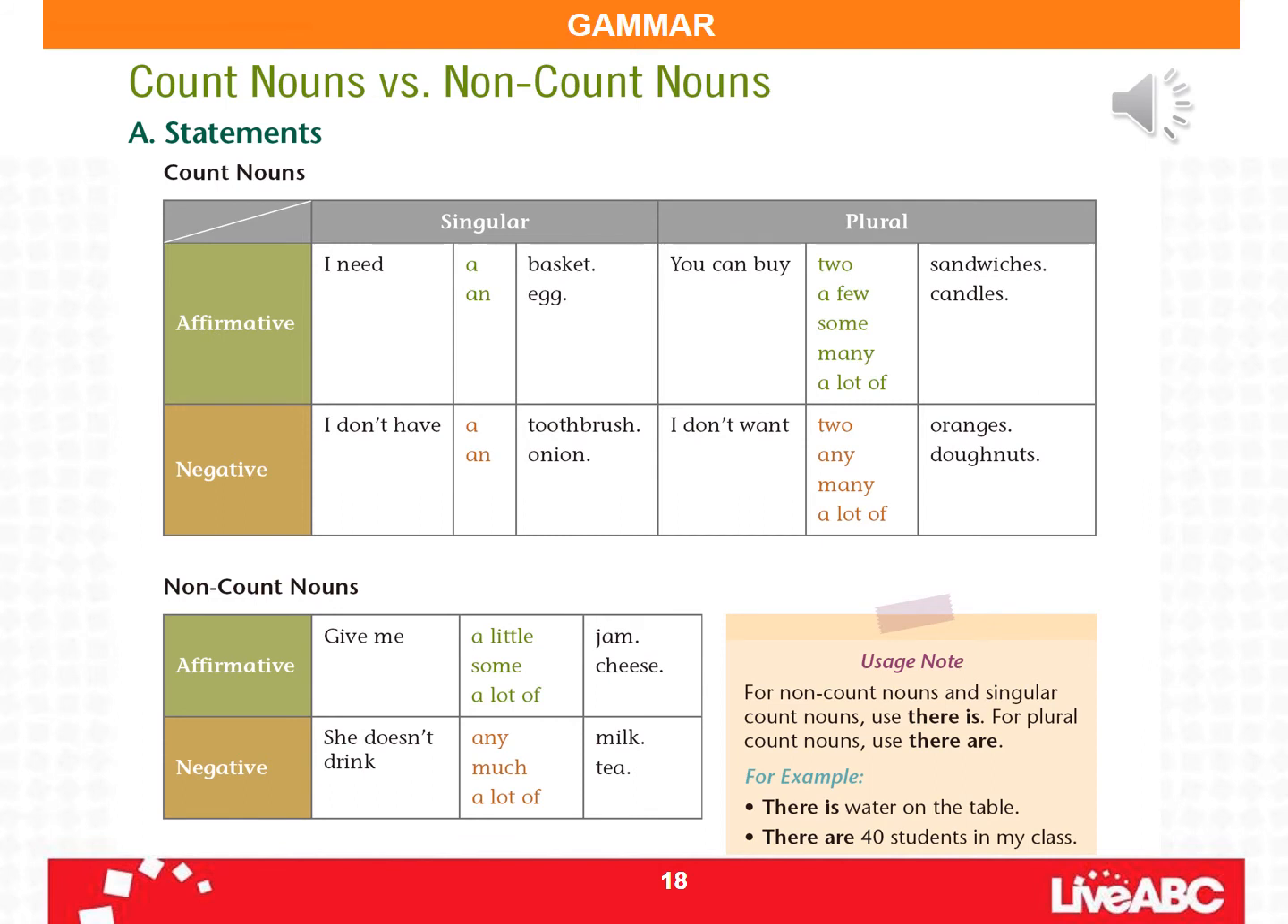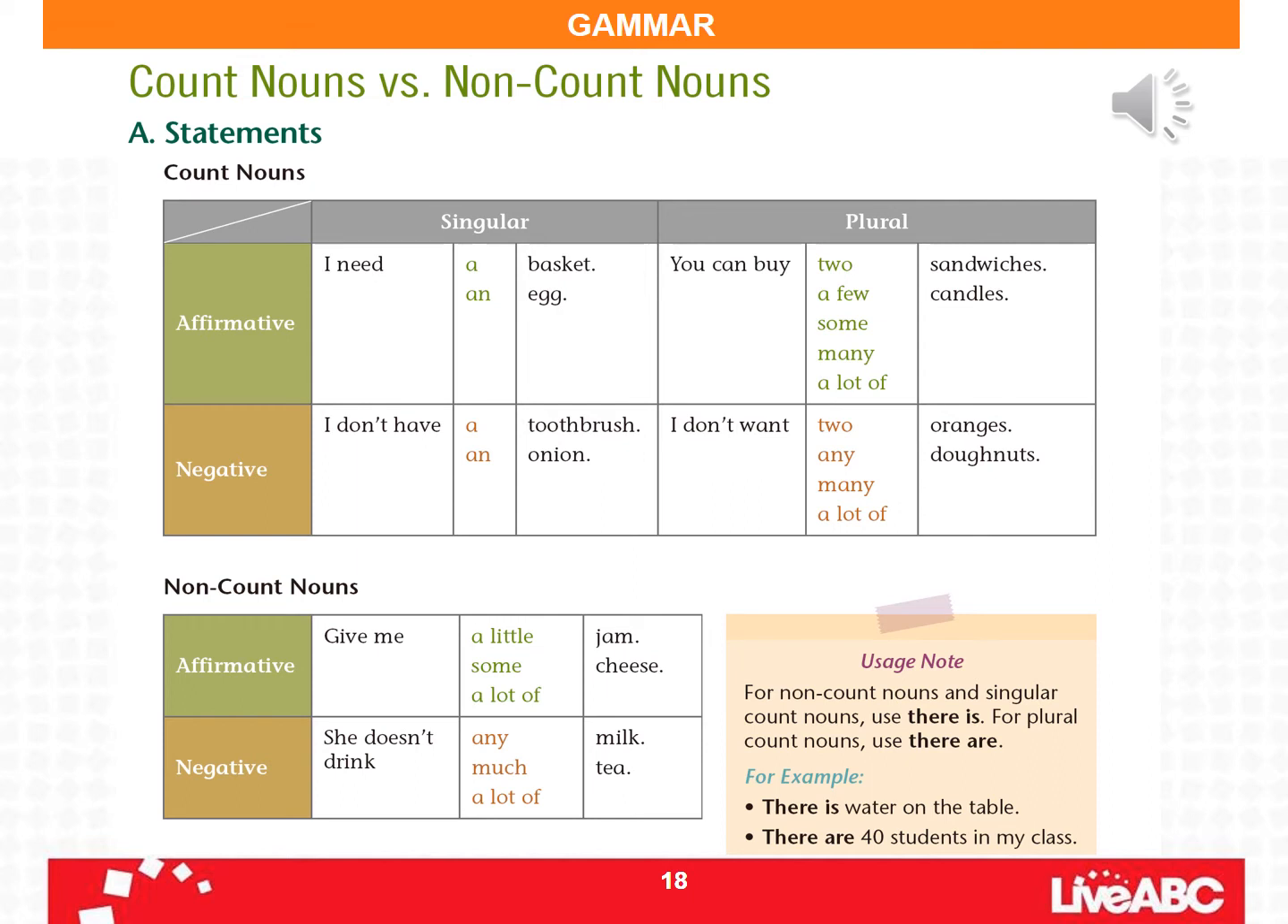From this unit, we're going to study count nouns versus non-count nouns. In this part, we have the affirmative examples for count nouns or countable nouns. And one of the examples is, I need a basket, I need an egg. For affirmative, I can also say, I want to buy a sandwich.